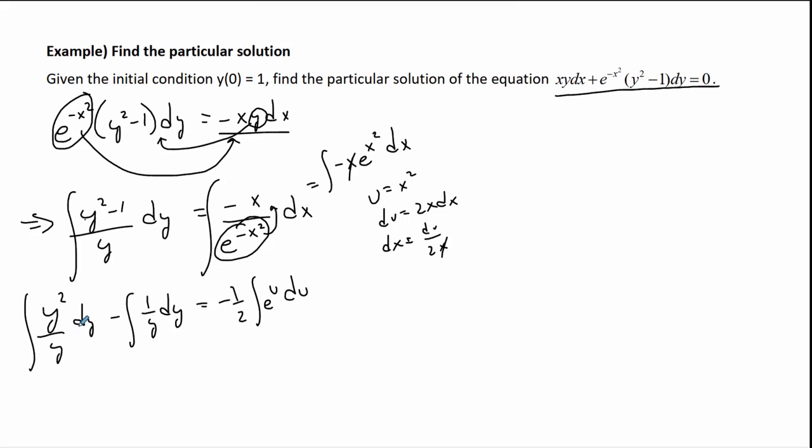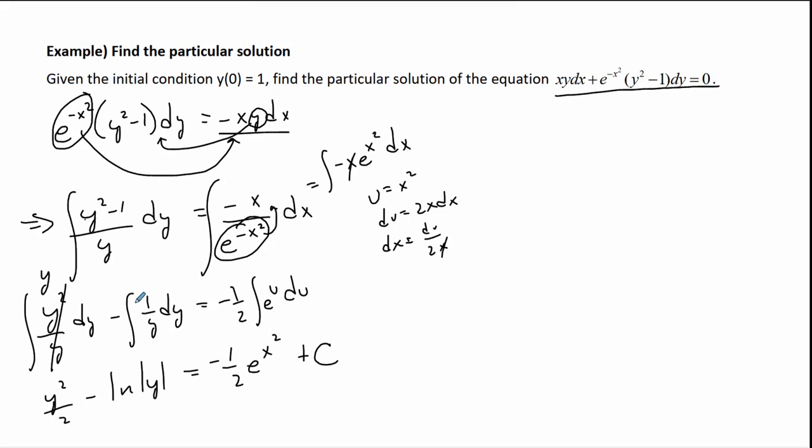So now let's fix and see how to do this. So this becomes just a y. So that's just y squared over 2. This is 1 over y, so that's the ln of the absolute value of y, equals negative 1/2 just e to the u, but u in this case is x squared, so e to the x squared. Again, plus some value of c. Okay, so that's my integration.